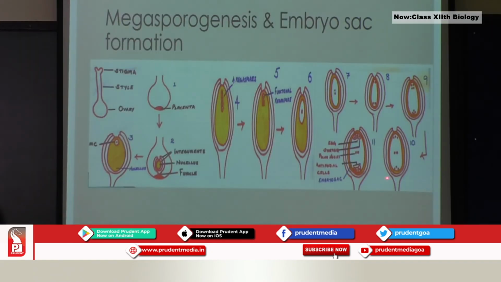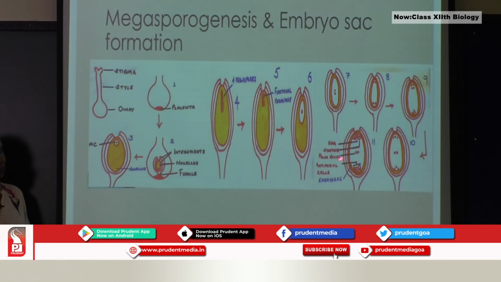So let's go through the structure of the embryo sac now. We have at one end the 3 antipodals, which are haploid cells. And what is their role now in the embryo sac? They are going to be nourishing the developing embryo. At the opposite end, you have the egg apparatus, which is made up of 2 cells called synergids, and in the center there is one cell called the egg cell. So the egg cell along with the 2 synergids are known as the egg apparatus.